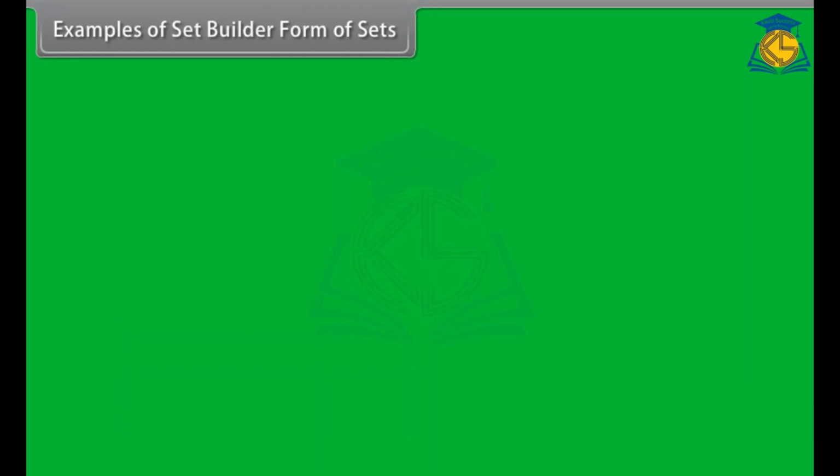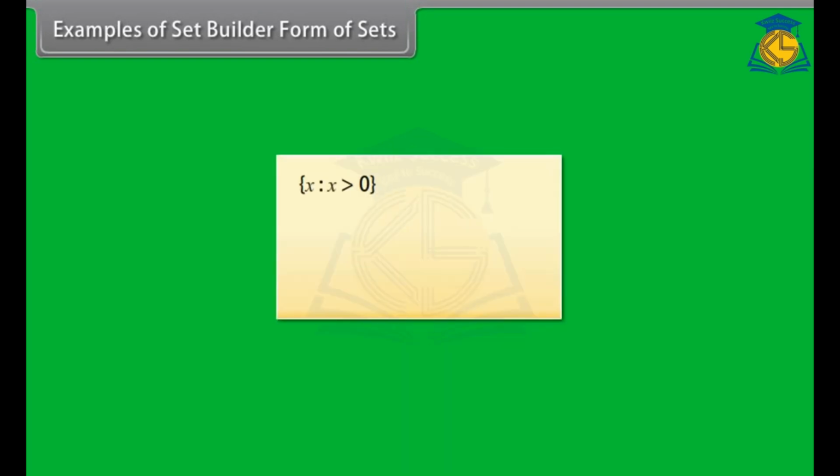Examples of set builder form of sets. The set of all x such that x is greater than 0. The set of all x such that x is any number except 11.